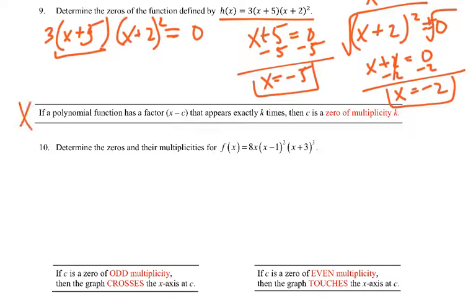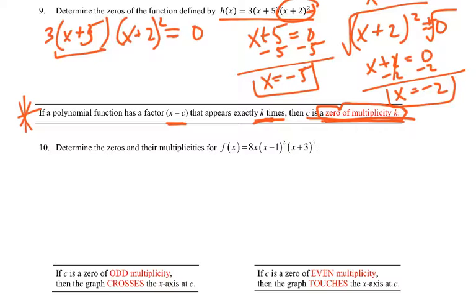We have this part where we discuss the multiplicity. So if a polynomial function has a factor x minus c that appears exactly k times, then c is a zero of multiplicity k. So what that means here is that in this example, when x plus 2 is squared, that means that x plus 2 shows up twice, so it has a multiplicity of 2.